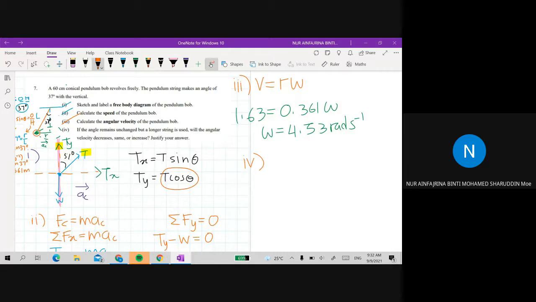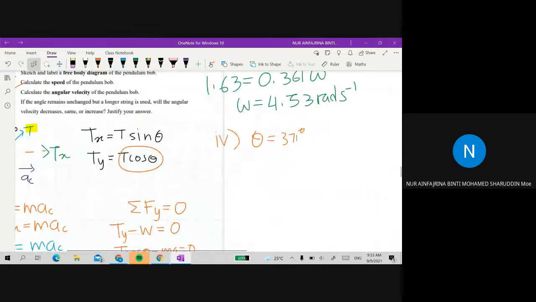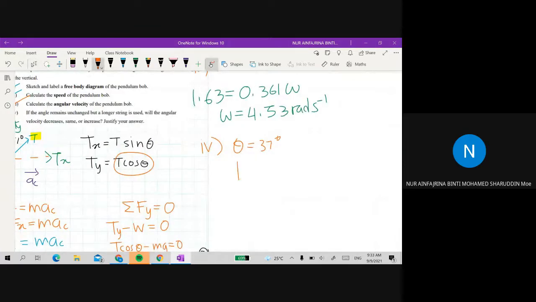If the angle remains unchanged, for example 37 degree, dia masih 37 degree, but a longer string is used. For this case, the length of the string is 60 centimeter. Will the angular velocity decrease, same or increase? For example, now your angle still remains 37 degree, but now your length is more than 60 centimeter. What happened to your angular velocity? Is it going to increase, decrease or remain the same?